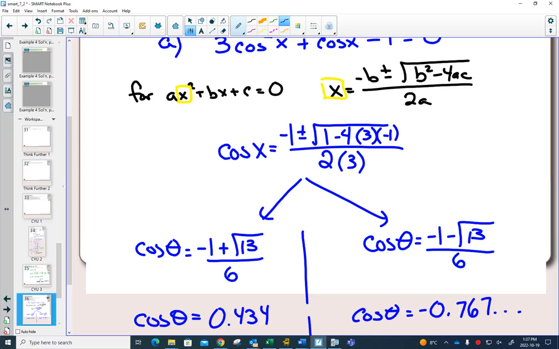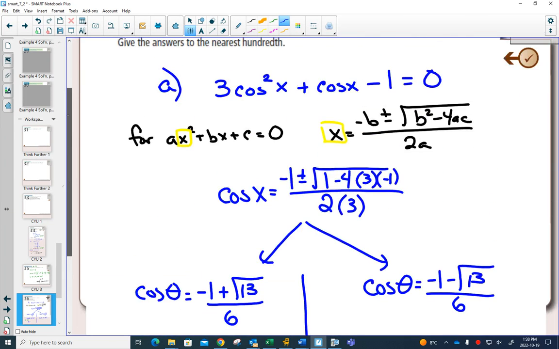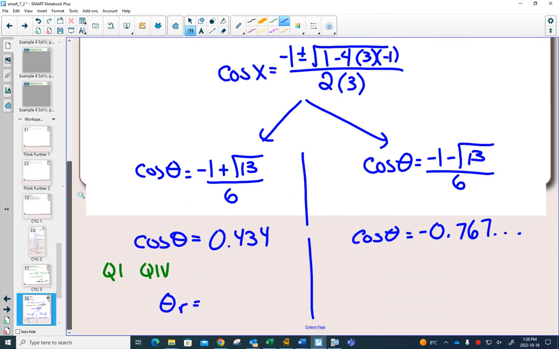Now, this one on the left is positive. That's telling us from our CAST rule we're going to be looking in quadrant 1 and quadrant 4. We will find our reference angle by doing cos inverse of 0.434. And is this question in radians or degrees? In radians, so I now have to change my calculator back to radians. And I get 1.12 as my reference angle.